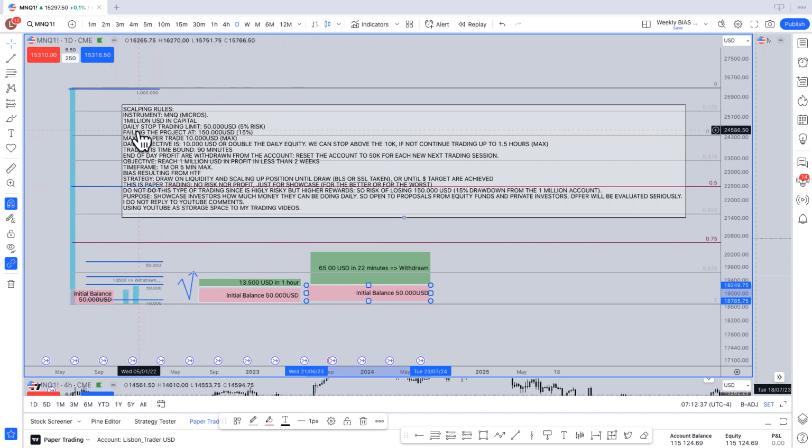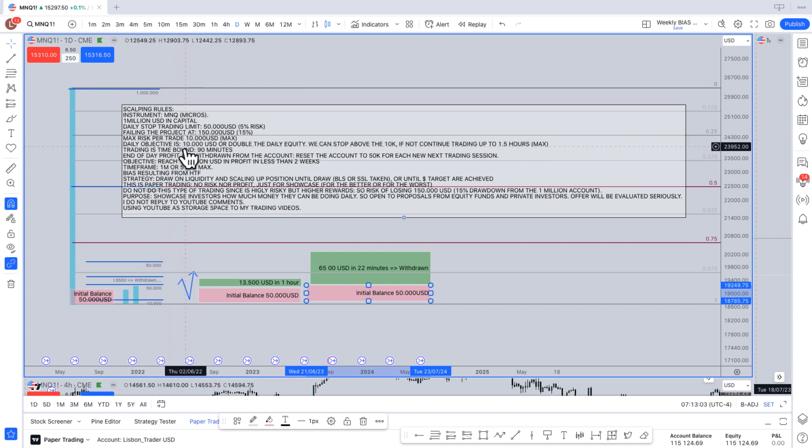So this project will be failing at 150,000 US dollars, 50% of total drawdown in this 1 million USD account. Per trade we cannot risk more than 10k, so building up positions up to 10k.